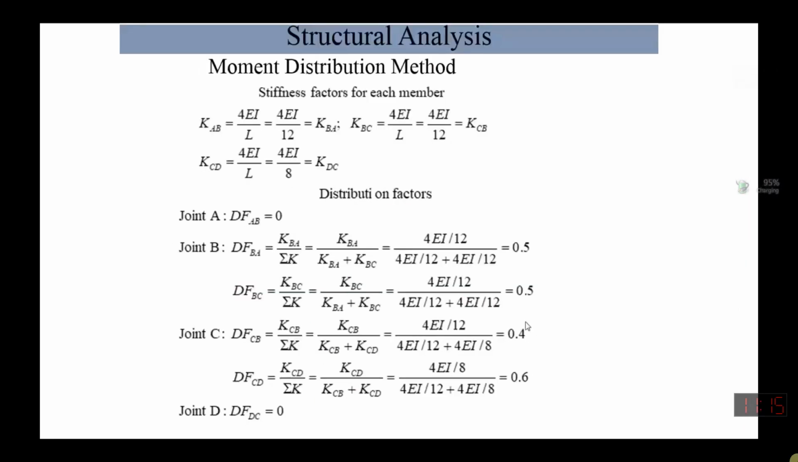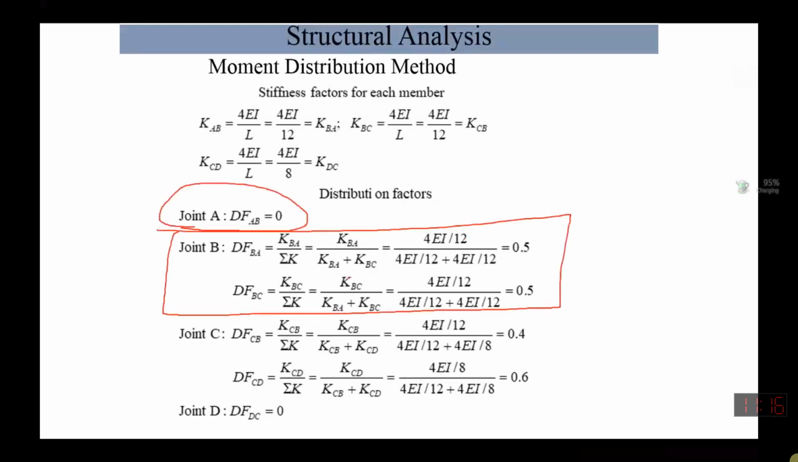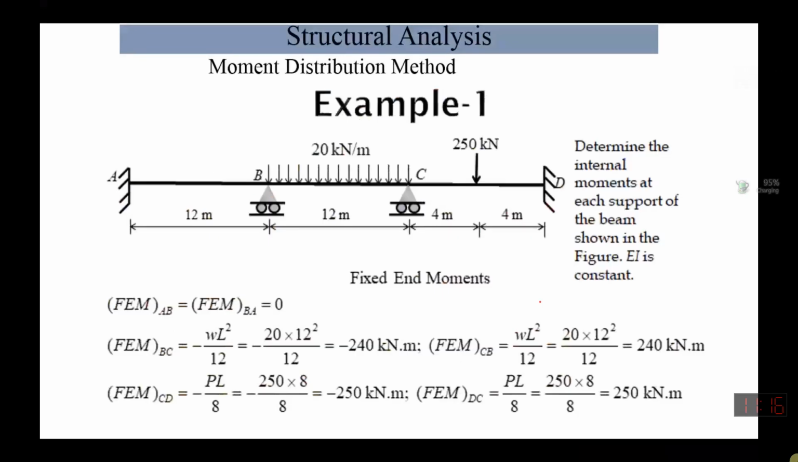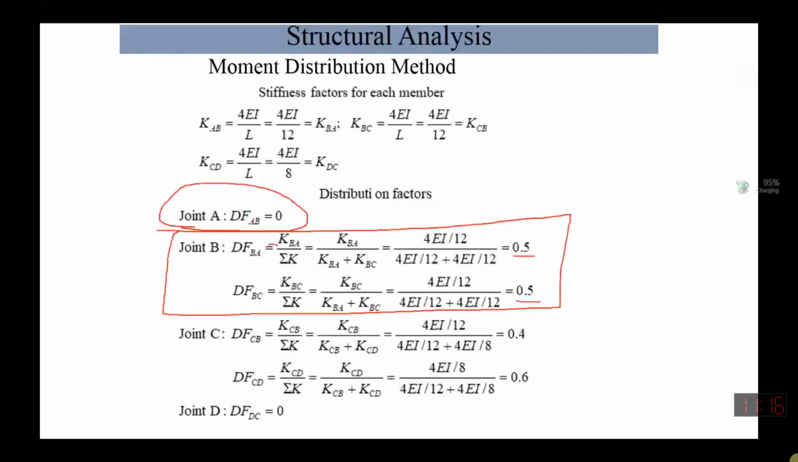Now if we find the distribution factor for joint A, it is equal to 0, but for joint B the distribution factors are 0.5 and 0.5. How do we calculate them? Whatever the stiffness factor is over here, the distribution factor for BA will be equal to the stiffness of BA divided by the total stiffness of the joint.